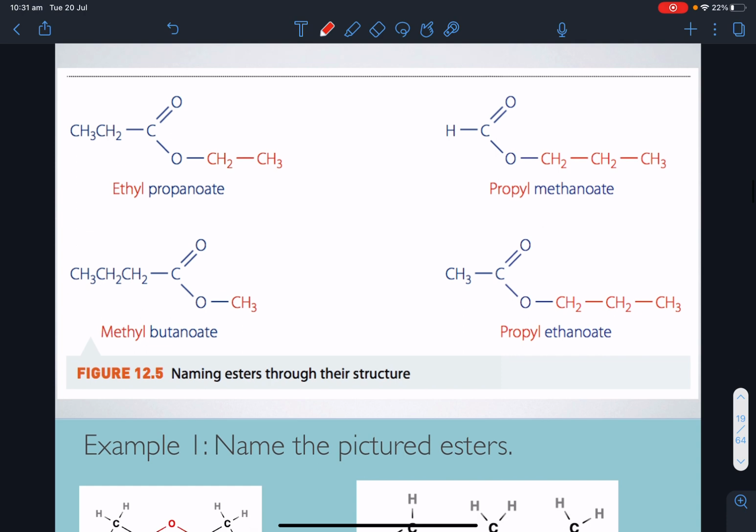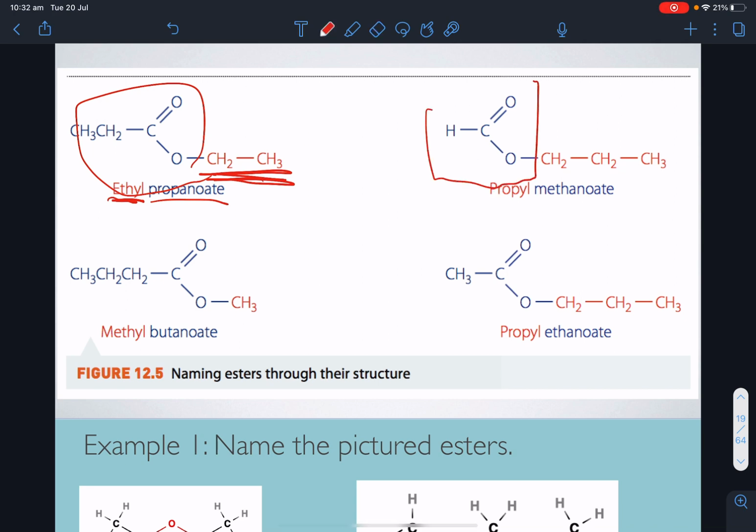Here's some examples from the textbook. I like how they color-coded them. Ethyl, because that bit came from the alcohol, and then the propanoate, 3 carbons there, okay? So here in blue, it came from the carboxylic acid, and here came from the alcohol. So it's methanoate, and it's 3, so it's propyl methanoate, okay?